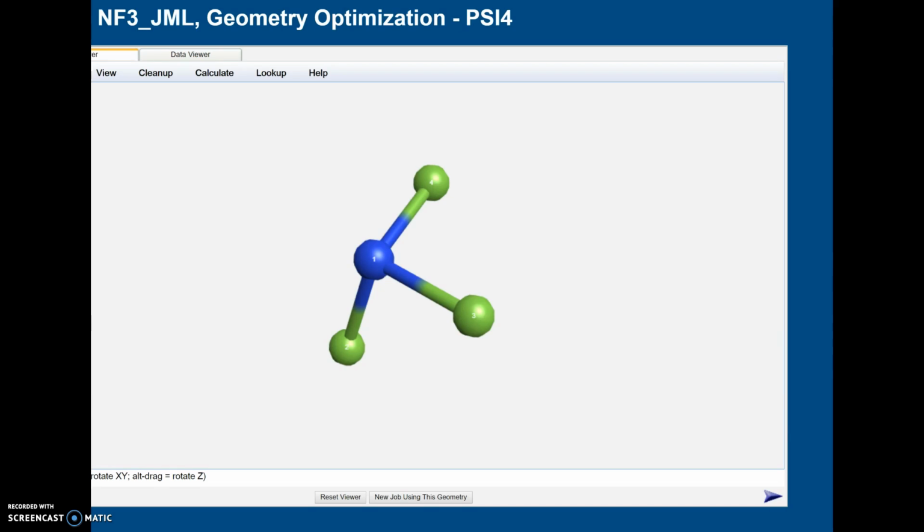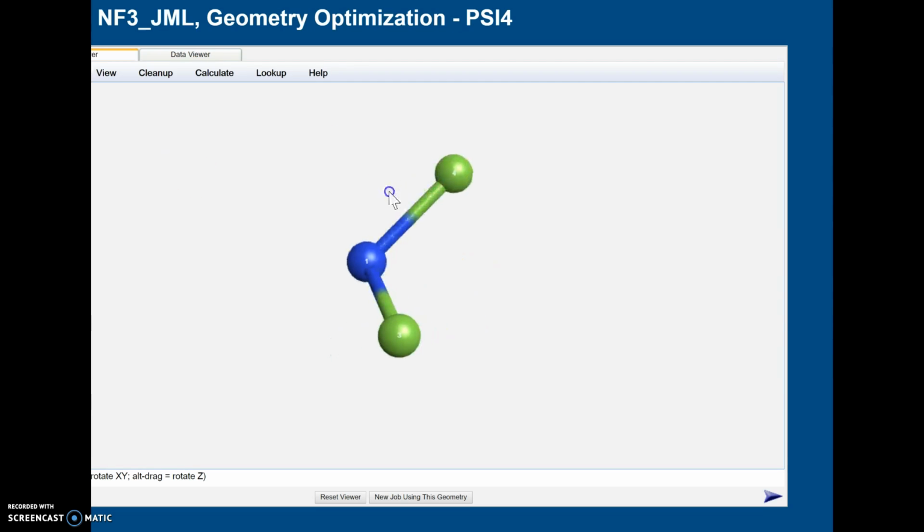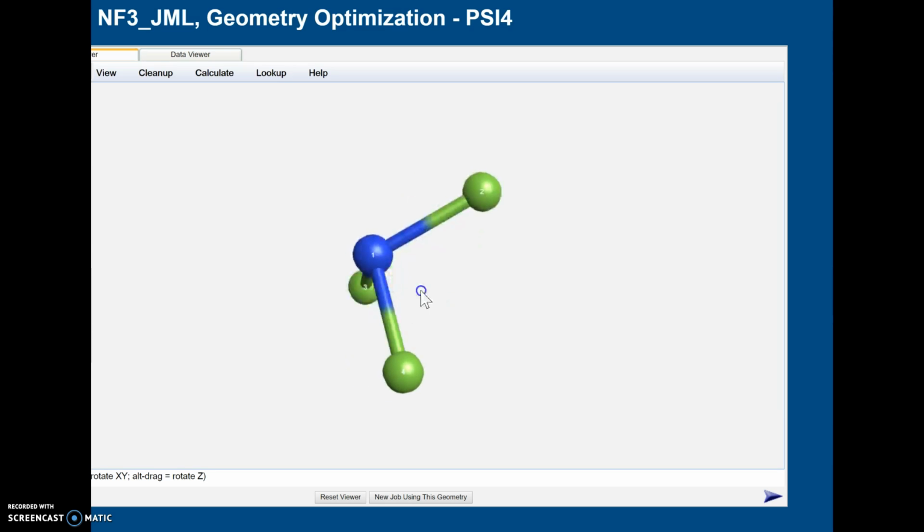Compare that to the optimized geometry using quantum mechanics. You might not be able to tell, but the fluorine atoms have been pushed further down. So if the lone pair is up here, it has pushed the fluorine atoms even further to the other side of the molecule. The green is the fluorine, by the way, and the blue is the nitrogen.